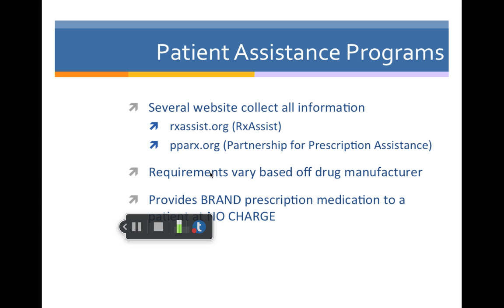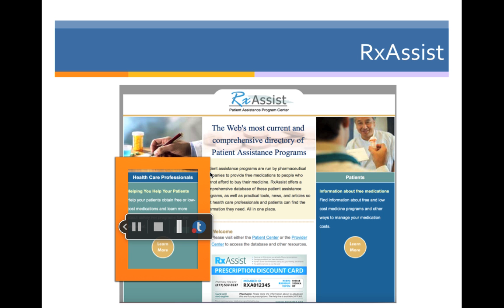There's 2 websites that sort of collect all information and provide it to you, and those are RxAssist and PPIRX. And so they have a master list of all manufacturers and what prescriptions they currently offer patient assistance programs or PAPs for. The first is RxAssist.